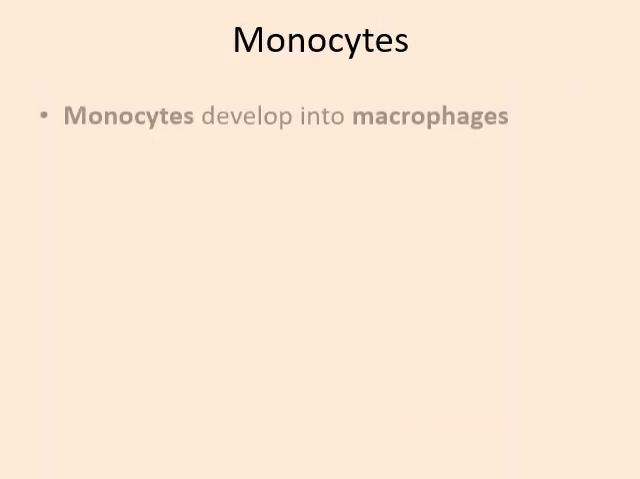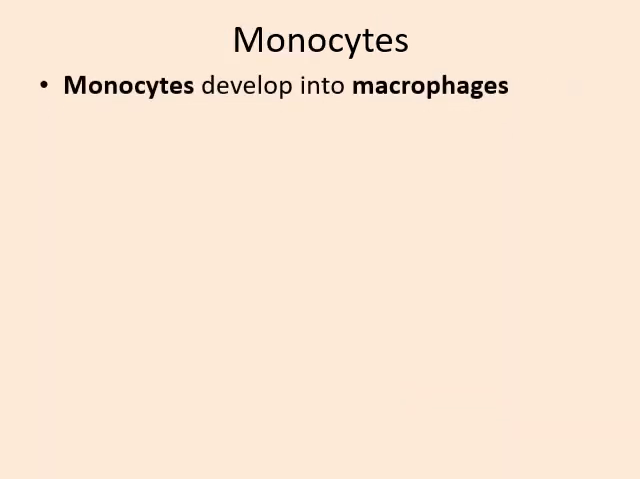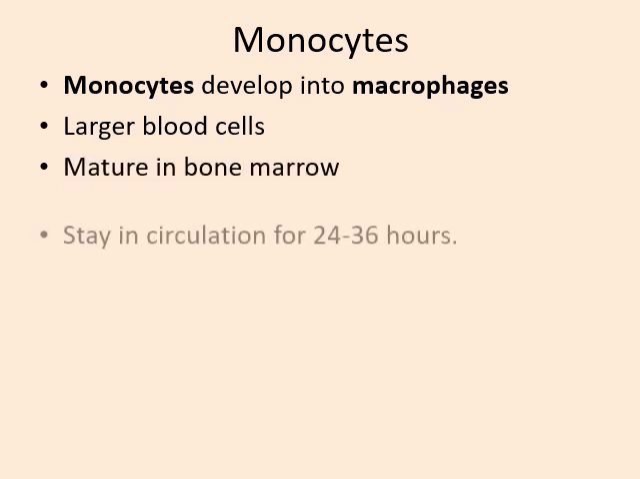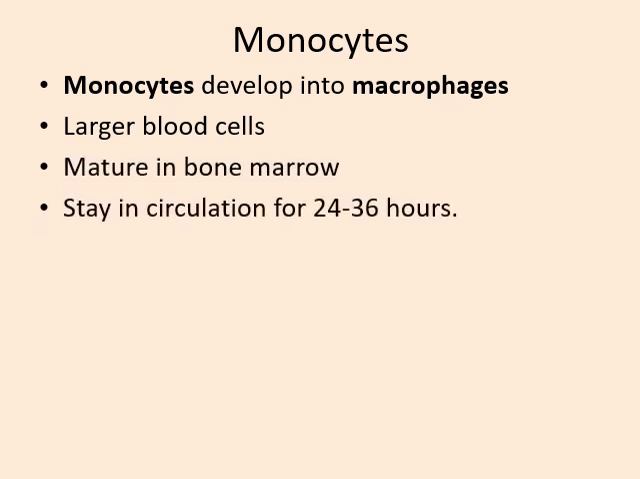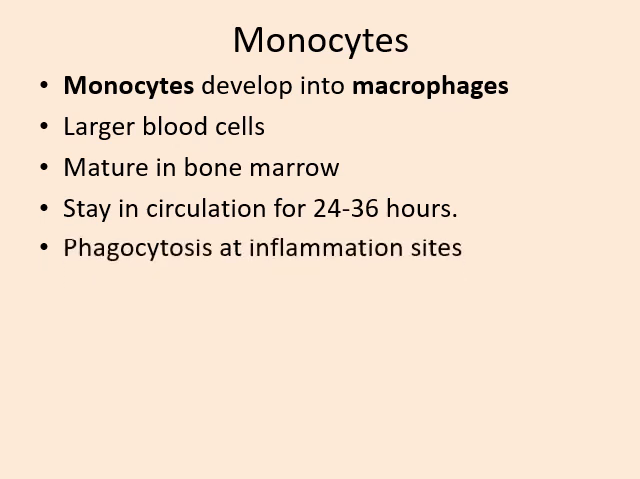And here's our monocytes. Our monocytes will eventually develop into macrophages, and the macrophages are like gigantic cells. They're just gigantic white cells that go around and gobble bad things up. These ones are larger than the other ones normally. They mature in the bone marrow, and they stay in circulation for about 24 to 36 hours. They're really important to go in where there's an inflammation site with big battles happening. We've got bacteria in there, we've got our other white blood cells in there trying to do stuff. These guys come in like the great big Hulks and just start eating everything up.